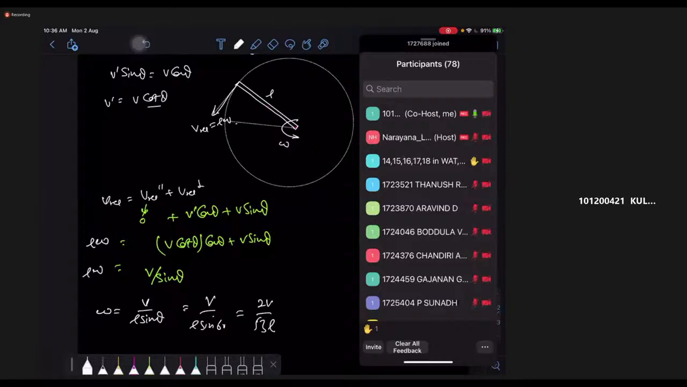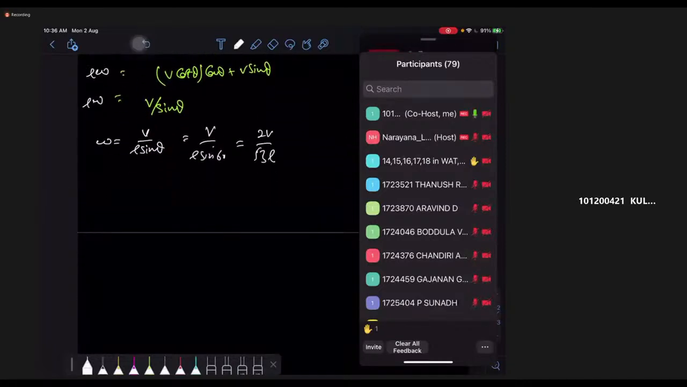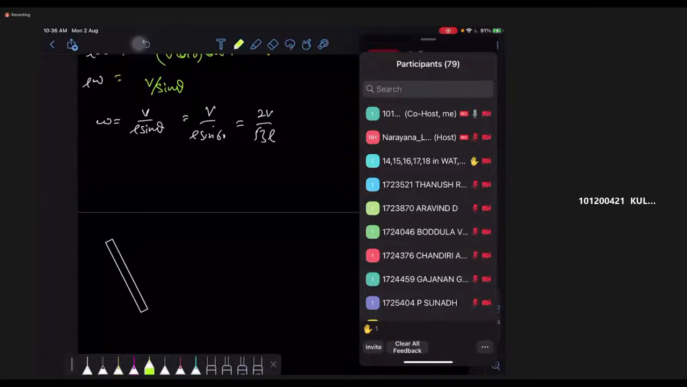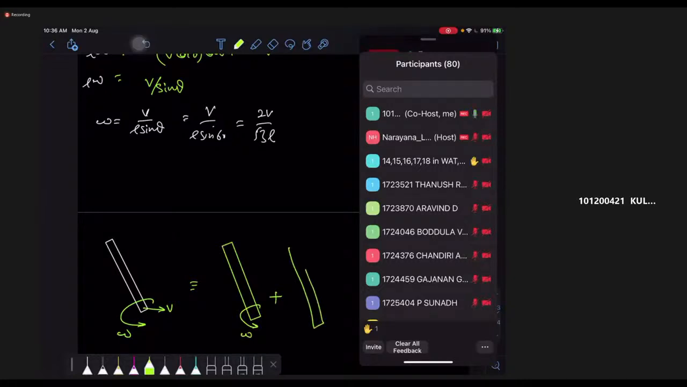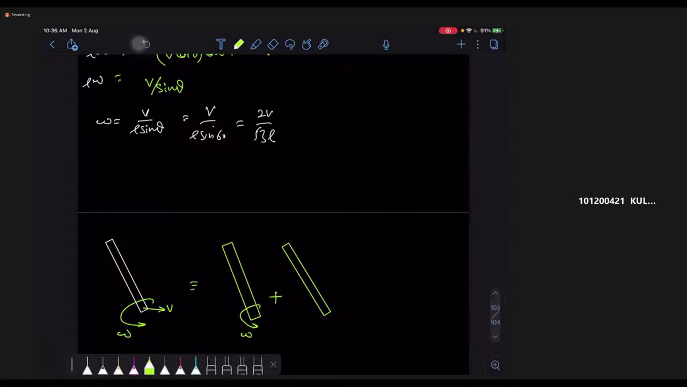Next, he's asking the EMF induced in the rod AB. If I consider the EMF induced in the rod, the rod is going to have two effects: one is the omega, and the second is the translation. Can I break it into a pure rotation and translation? Yes, we can. So I can assume here pure omega, and I can also consider here a pure translation.